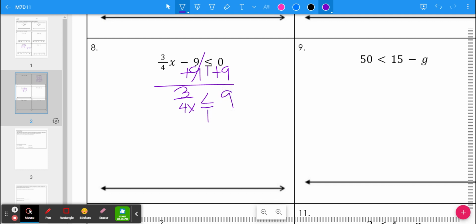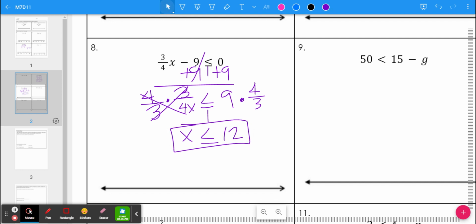Next, I'm going to undo the fraction. Well, right now I have 3 divided by 4. And if you remember from a few days ago, we need to multiply by not the denominator, but by the reciprocal, which means we have to flip the fraction. So we're going to multiply by 4/3 on both sides. The 4's cancel, the 3's cancel, and I'm left with x. Again, I did not multiply or divide by a negative, so my symbol stays the same. And then I'm going to do 9 times 4 divided by 3, which is 12. You can go ahead and graph that.